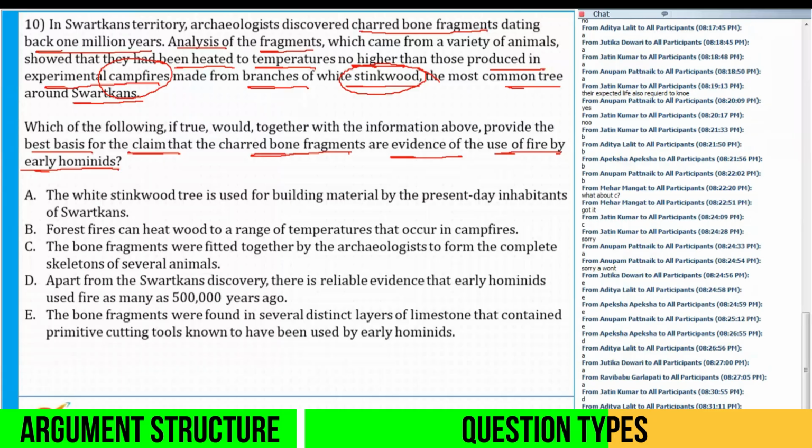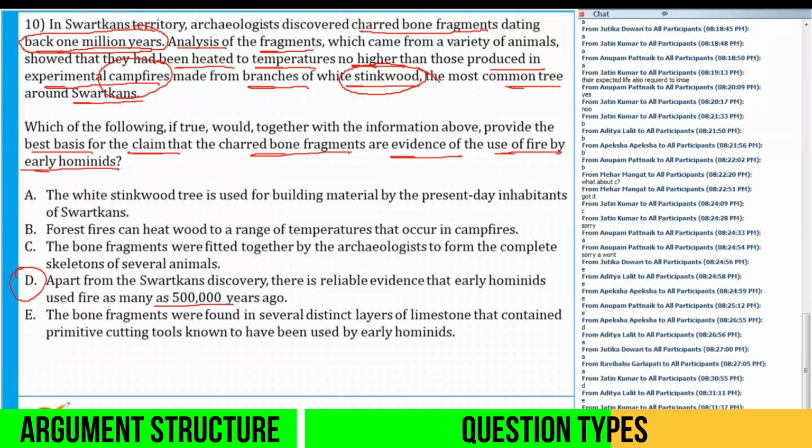Somebody has marked D, somebody has marked E. Okay. Number D, Jatin, will not work. Look at the time. These fragments are 1 million years old. Number D is 500,000 years old. It will not work. They are not from the same time periods. The question is not whether hominids were able to use fire 500,000 years ago. The question is whether they were able to use fire 1 million years back. What is going to prove that hominids were able to use fire 1 million years back?